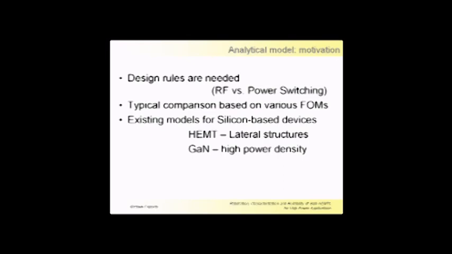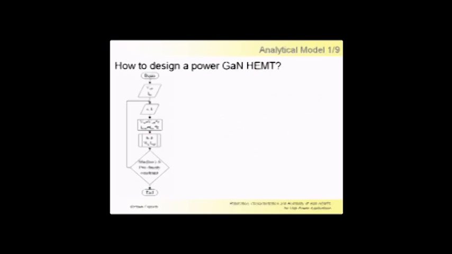And the existing models were developed for silicon devices. But we have to deal with a HEMT, which is a lateral structure, so we have to redesign the electric field distribution. Plus, we're working on GaN, which has very high power density compared to silicon. So following this flow chart, we found some equations for all these parameters.